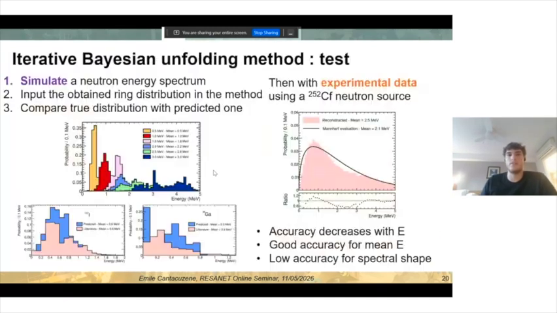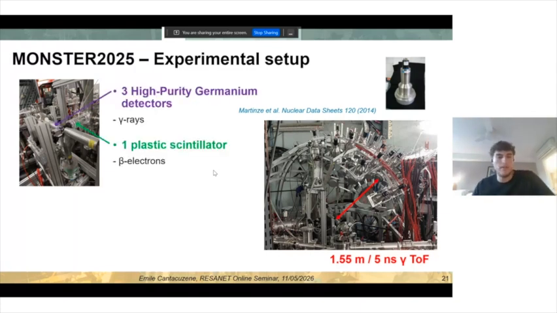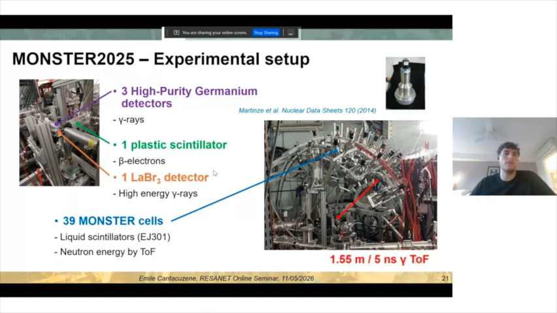And so basically this led to a new experiment, the Monster 2025 experiment, where we directly measured the neutron energy spectrum of Gallium-82, and we compared it to TETRA's prediction. For this new experiment, I will very rapidly describe the experimental setup, which is basically the same.